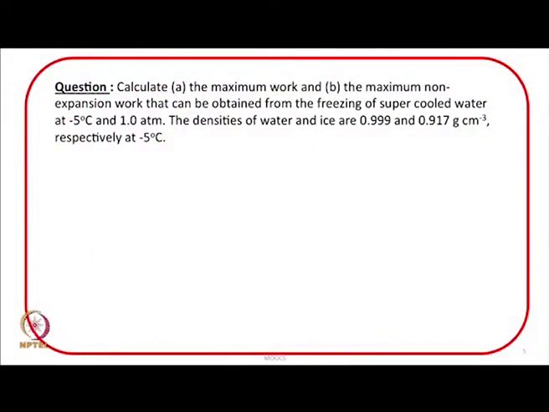Now, let us take another type of question, which is: calculate the maximum work and maximum non-expansion work that can be obtained from freezing of supercooled water at minus 5 degree Celsius and 1 atmosphere. The densities of water and ice are 0.999 and 0.917 gram per centimeter cube respectively at minus 5 degree centigrade.